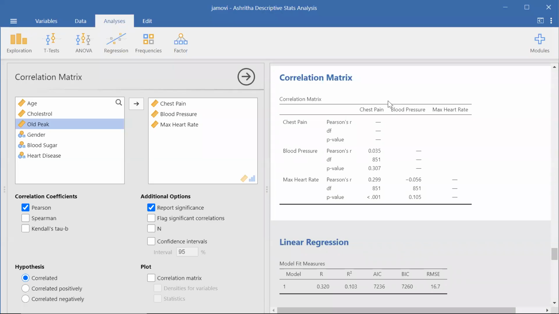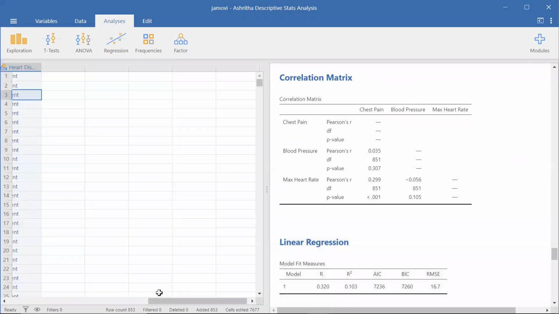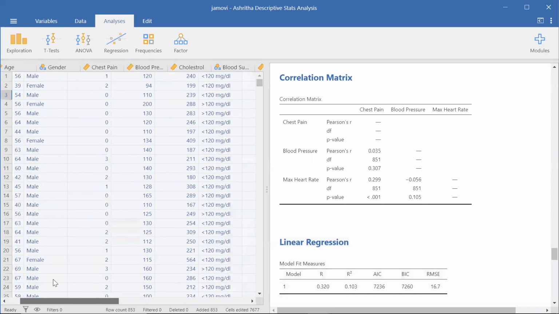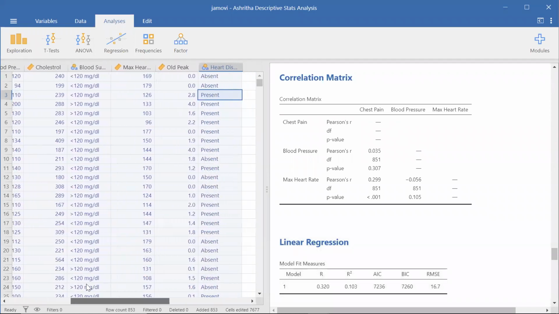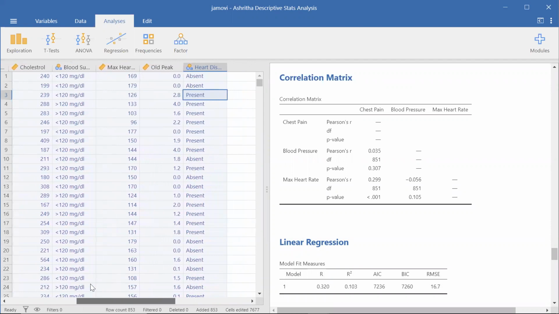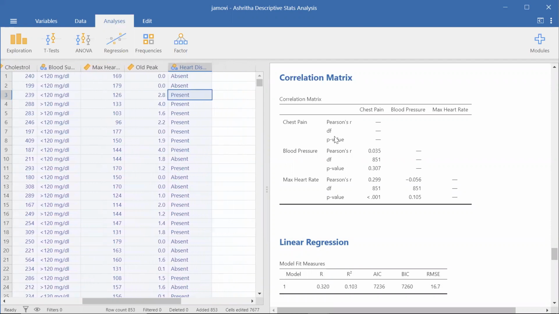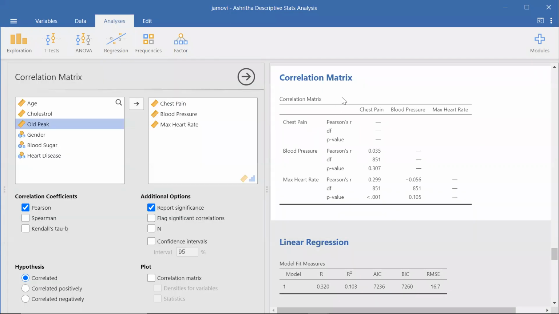In this video, I'll be talking about how to make a collinearity matrix, which is the base for regression. Here, I've used data which has age, gender, chest pain, blood pressure, cholesterol, blood sugar levels, the maximum heart rate, old peak, and the presence or absence of heart disease. For the sake of the correlation matrix, I've included the continuous data variables such as chest pain, blood pressure, maximum heart rate, and I'm using Pearson's R correlation coefficient.